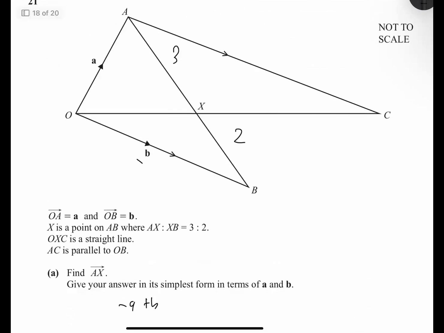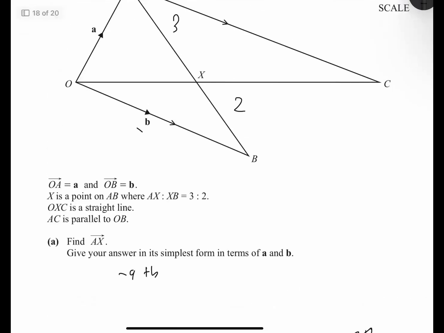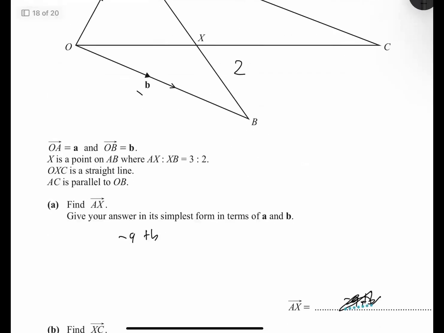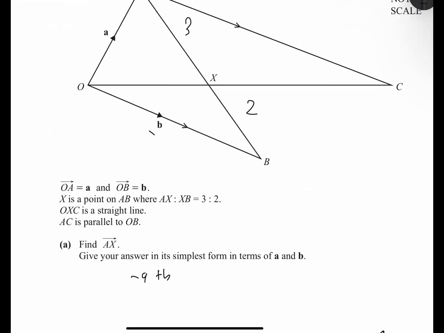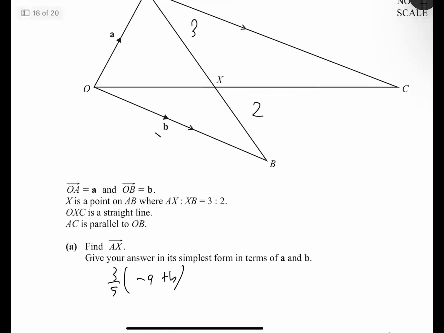Oh no, sorry. We need to find A to B, right? So A to B would be minus A plus B, and then 3 by 5 of that would be A to X, since A to X is 3 by 5 of A to B. Since the total 3 plus 2 is 5, think of it this way. If there are 5 pizzas, A to X has 3 of them and A to B has 2, right? So if line AB has 5 pizzas, 3 of them would go to line AX. So that's how it's done.